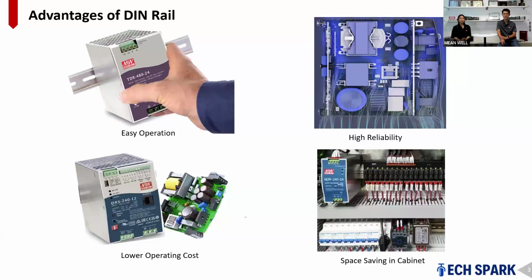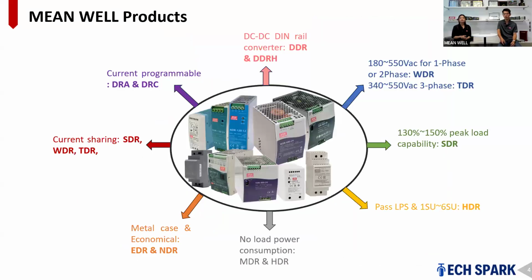Oh, sounds good. Great. Thanks for going over the advantages, Harland. Let's go ahead and cover the extensive products that Meanwhile has to offer. As you can see in this diagram, Meanwhile has a pretty extensive and complete portfolio of DIN rail power supplies, including AC to DC, metal and plastic case designs, DC to DC, and peripheral modules. It covers 10 to 960 watts and nearly over 200 models.